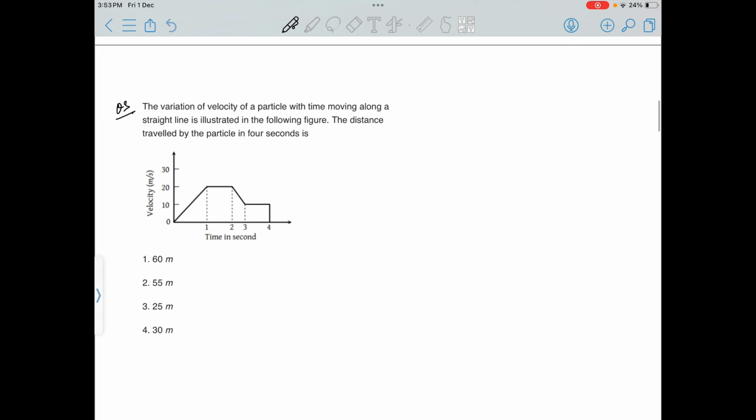Let's see question number 3. The variation of the velocity of a particle with time, moving along a straight line, is illustrated in the figure. So the velocity-time graph has been given. The distance traveled by the particle in 4 seconds. From the previous formula we know the area under the curve of the vt graph will tell about the displacement. It is asking distance, not displacement, so we have to find individually.